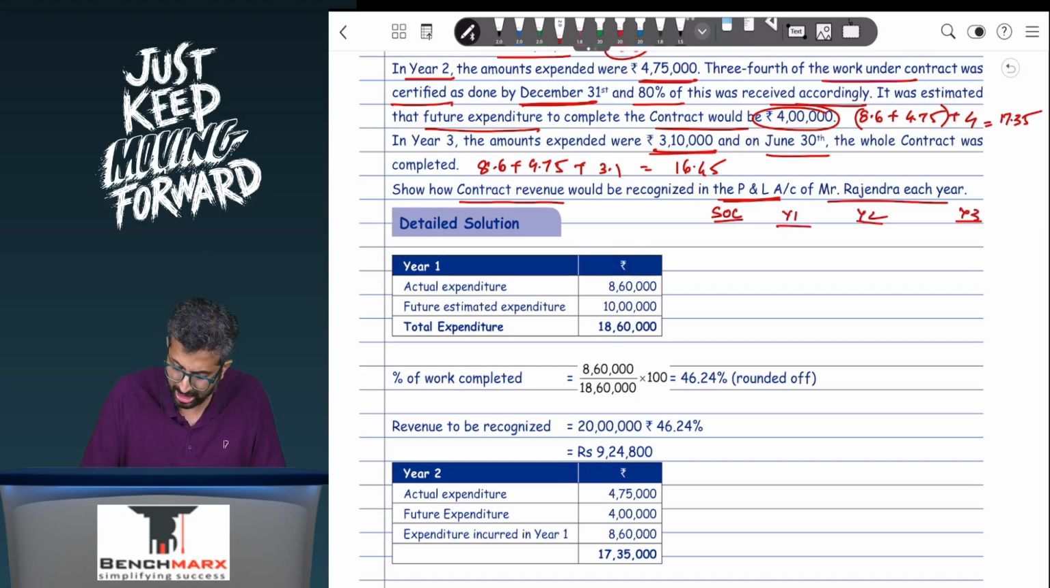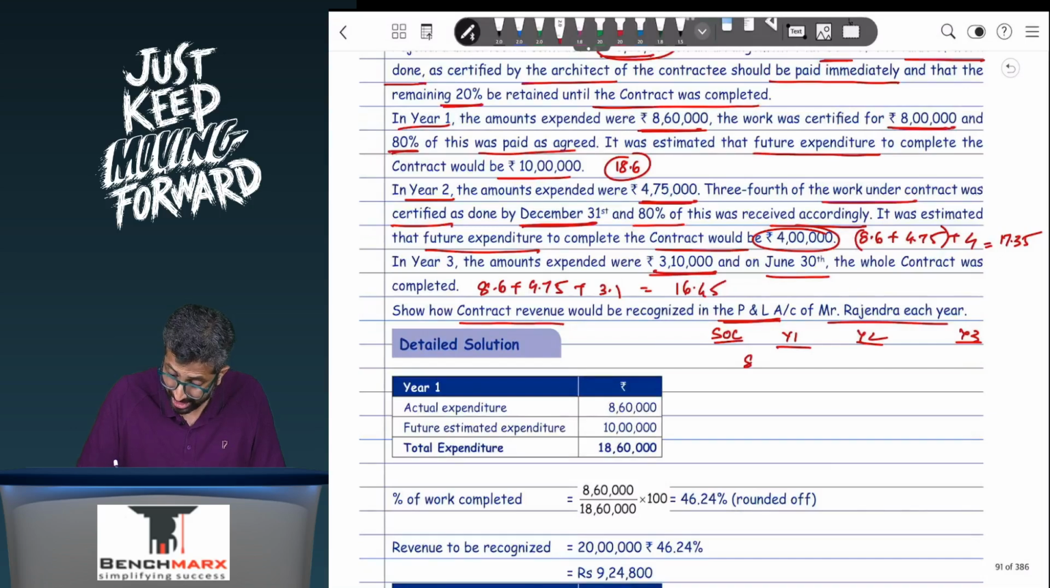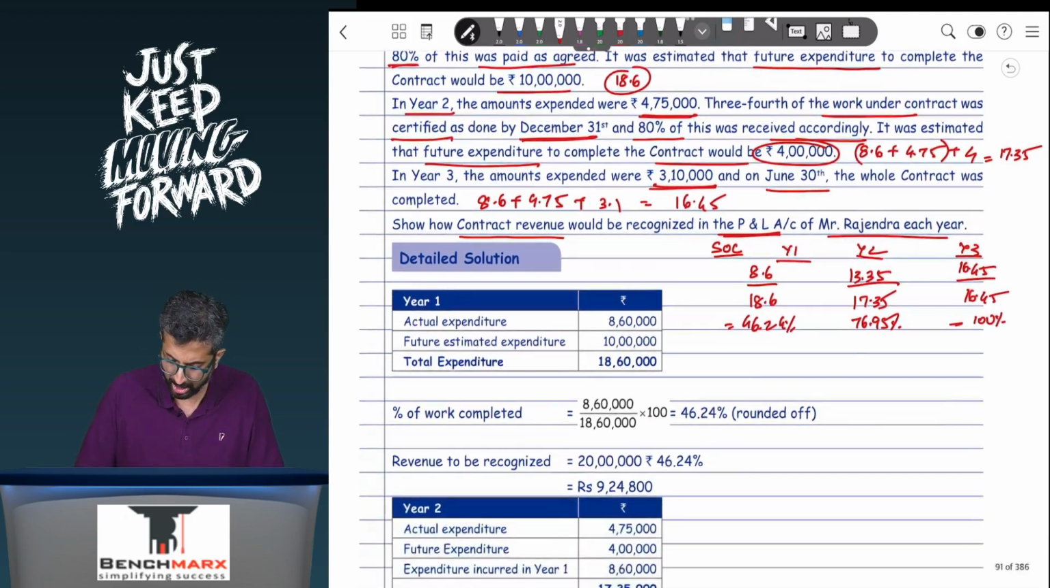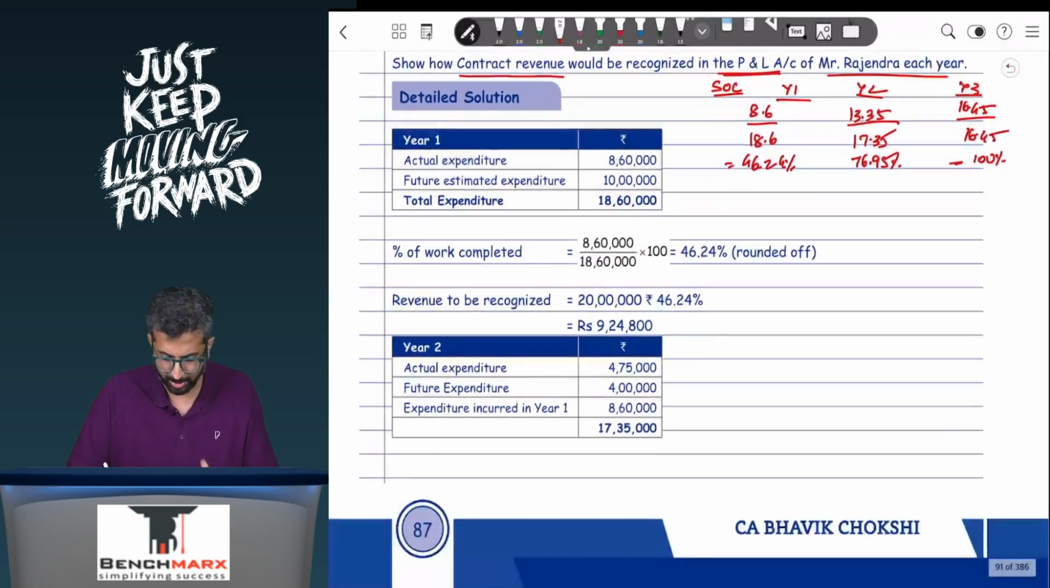You do the workings on a till date basis, where you say in the first year 8.6, let the certificate come for whatever amount. You have spent 8.6 out of the total 18.6. So this is 8.6 out of 18.6, in percentage comes to, I think, 46.24%. Next, your cost incurred is 8.6 plus 4.75, that is 13.35 upon 17.35, your total estimated cost, which comes to around 76.95%. And last year, your total cost is 16.45 upon 16.45, and hence the contract we can say is 100% completed. Stage of completion in year 1 is 46.24%.